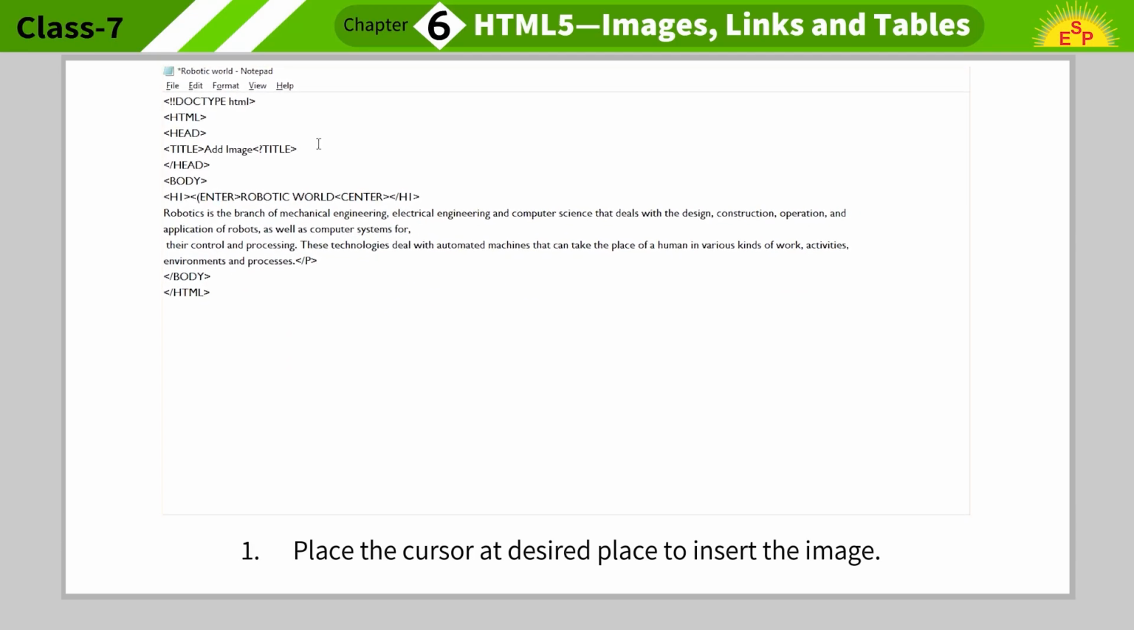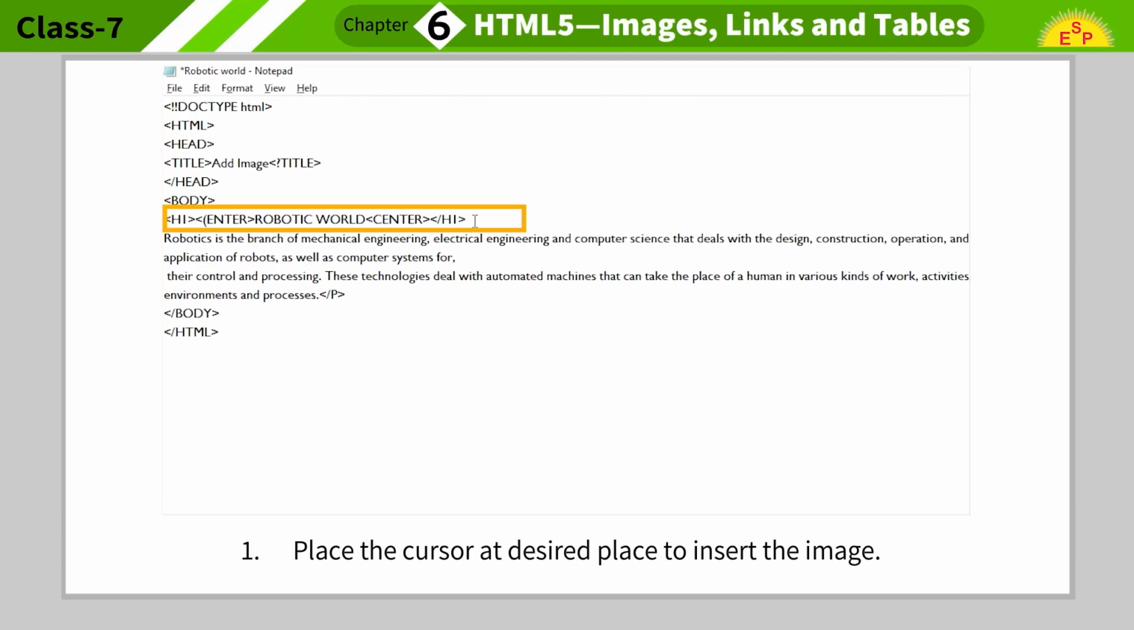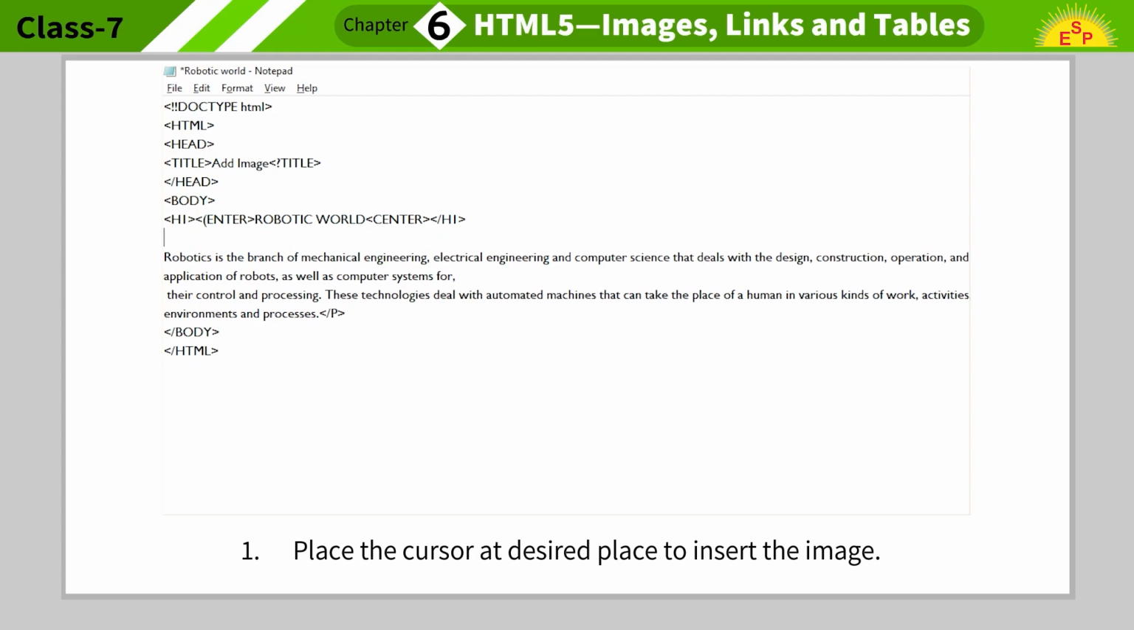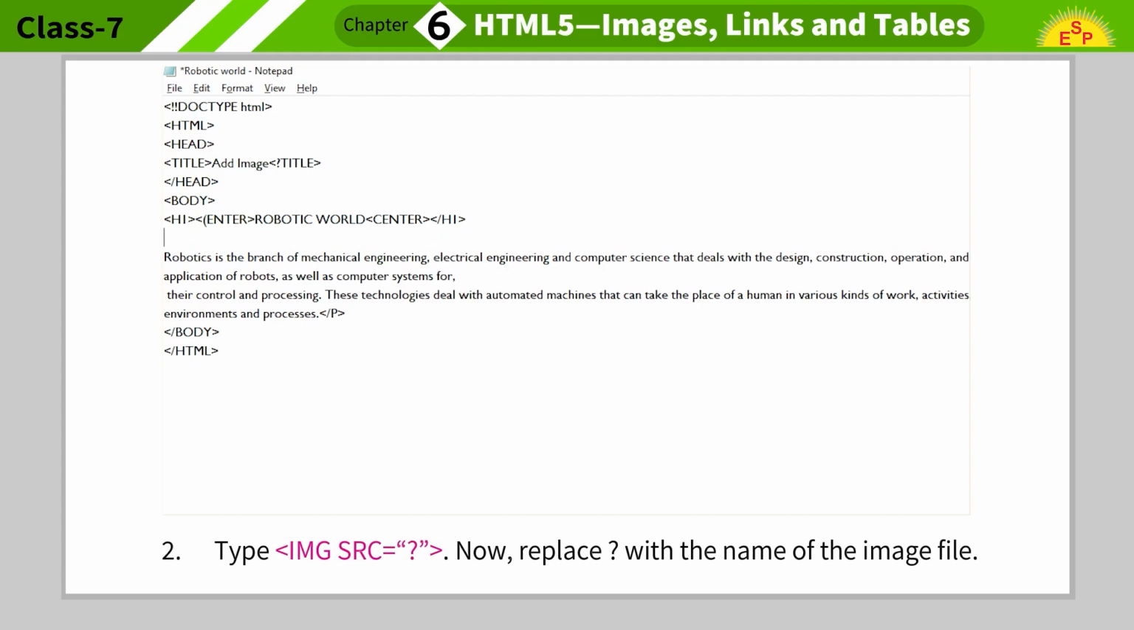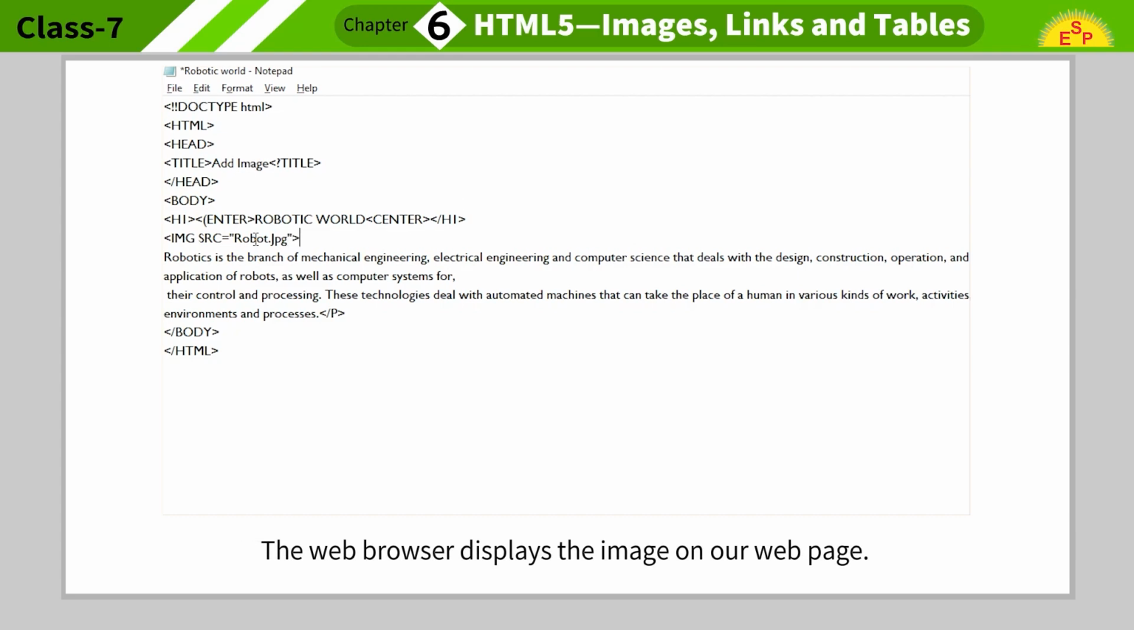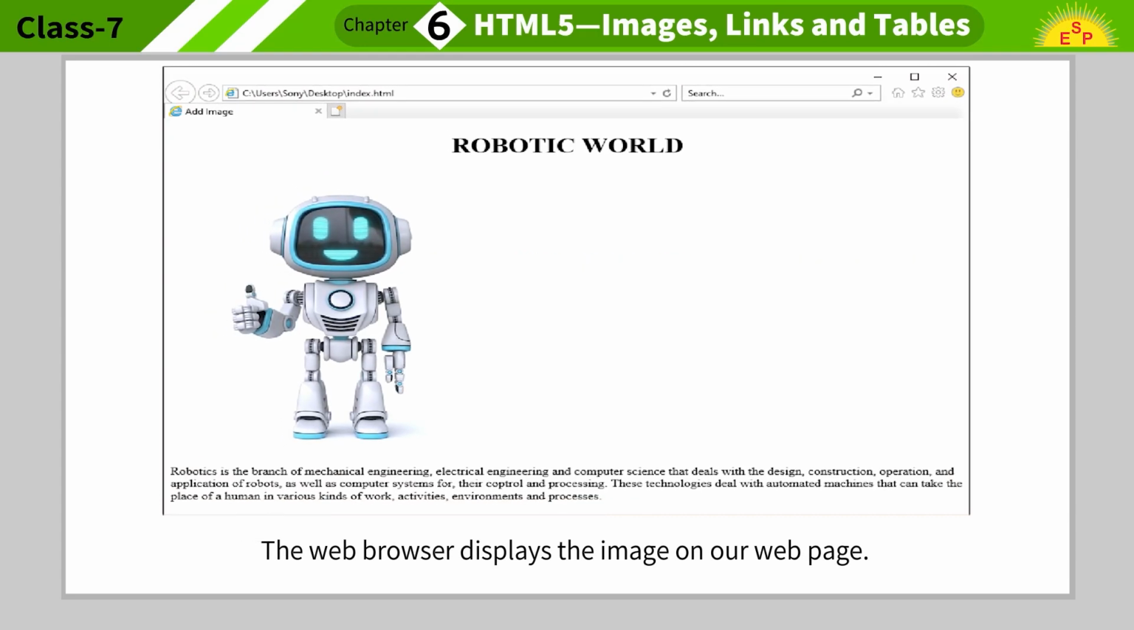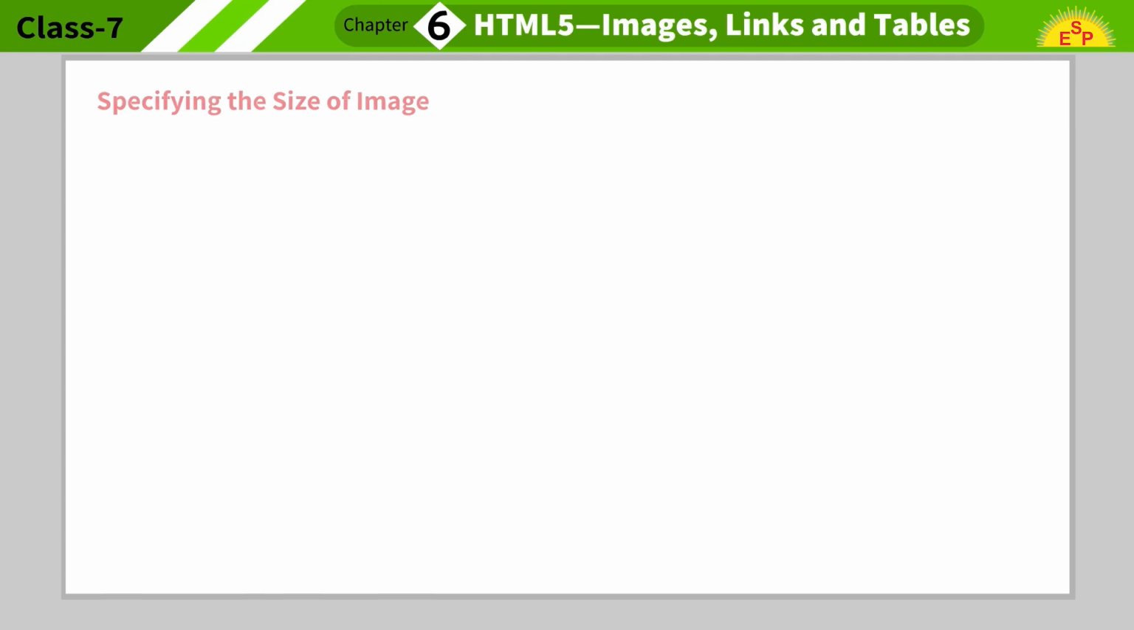Follow the steps to insert the image in a web page. Step 1. Place the cursor at the desired place to insert the image. Step 2. Type IMG SRC equal to, and now replace with the name of the image file. The web browser displays the image on our web page.